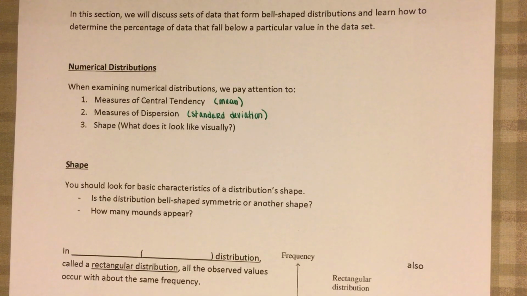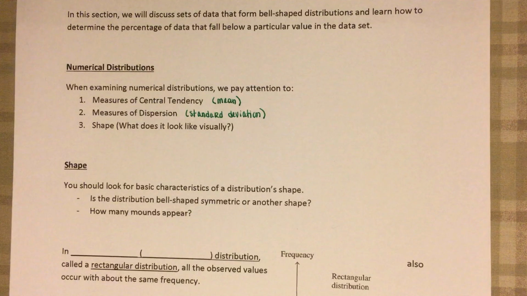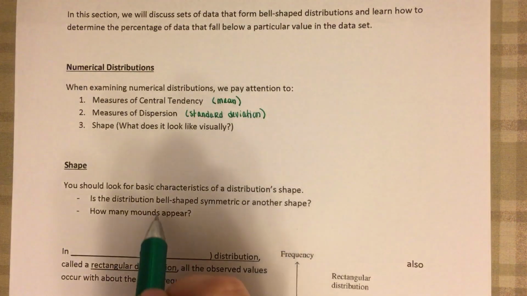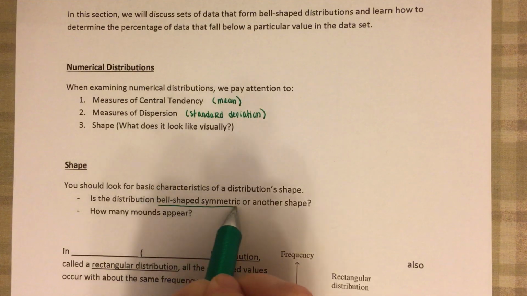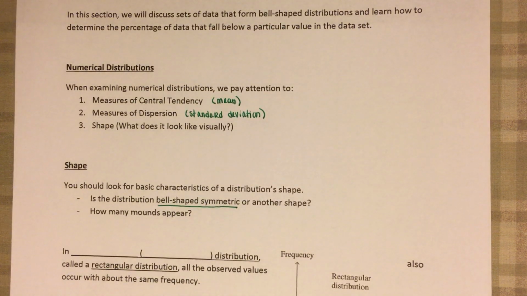All right, so when we're looking at distributions, we should look for basic characteristics. Right? Is the distribution bell-shaped, symmetric, or is it another shape? Again, we are going to focus on ones that are bell-shaped and symmetric as we continue on through this section, but we are going to talk about our other different shapes as well at the beginning, and how many mounds appear. Mounds are going to be related to our idea of mode that we saw back in section 12.3.